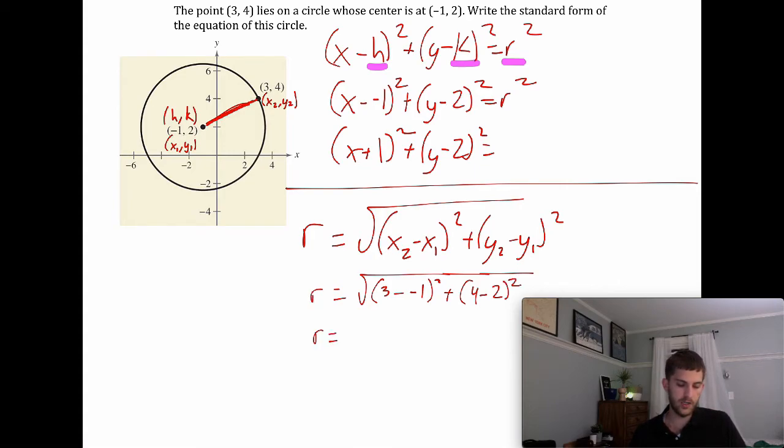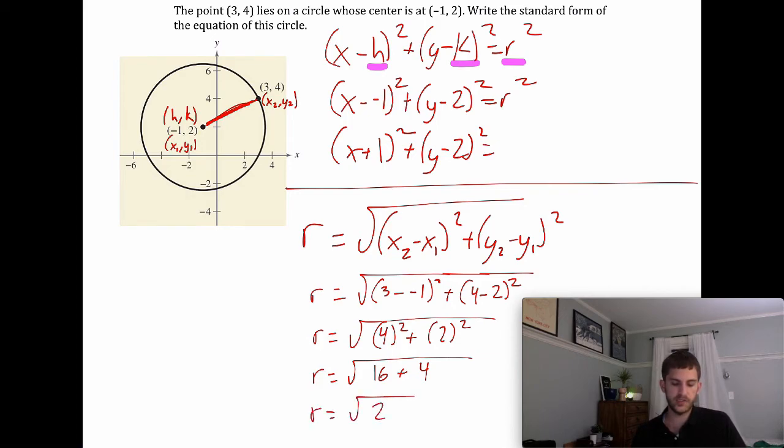We have r equals the square root of 3 minus -1. Minus -1 is the same as plus 1, so 3 plus 1 is 4 squared, plus 4 minus 2 is 2 squared. So cleaning up the inside, we got 4 squared is 16 plus 2 squared is 4. I said 4 and I wrote the wrong number. So we have r equals the square root of 16 plus 4, which is 20. Now, 20 is not a square number. We could break it up into the square root of 4 times the square root of 5, which would give us 2 times the square root of 5.